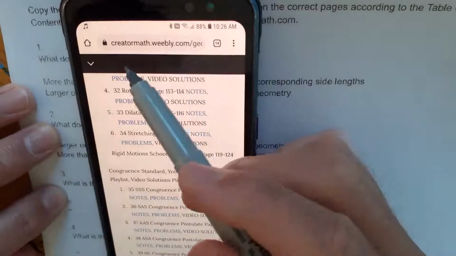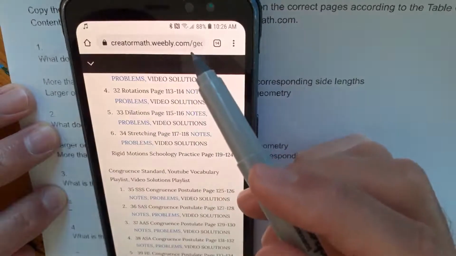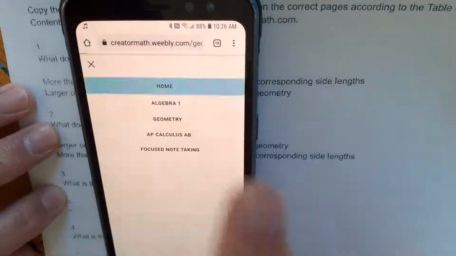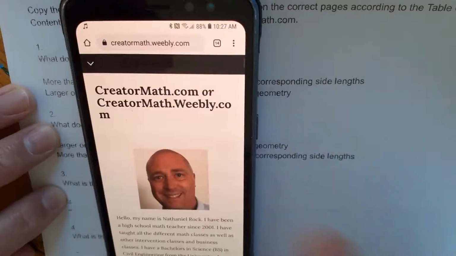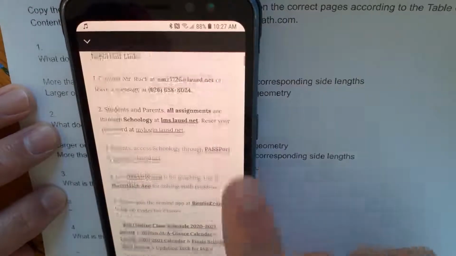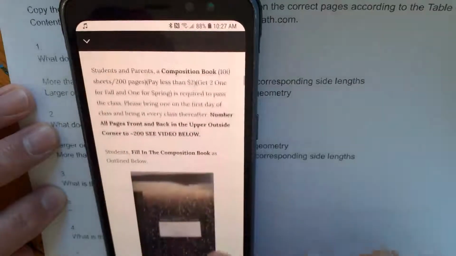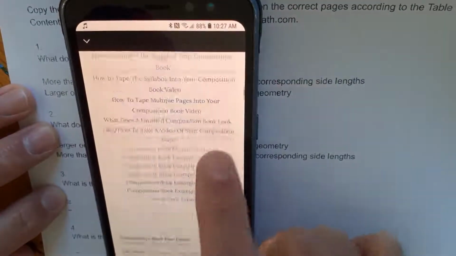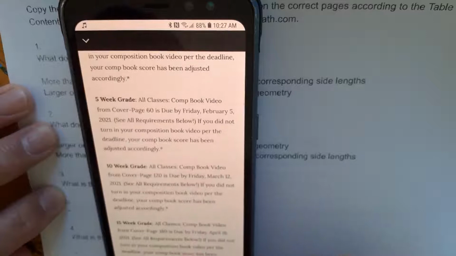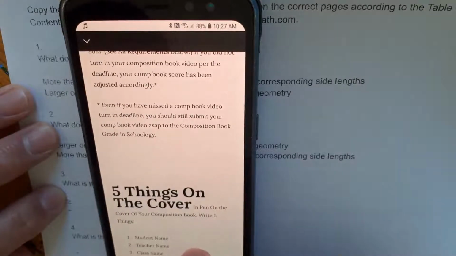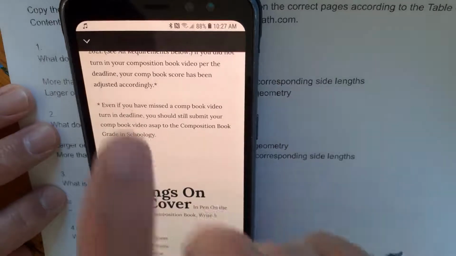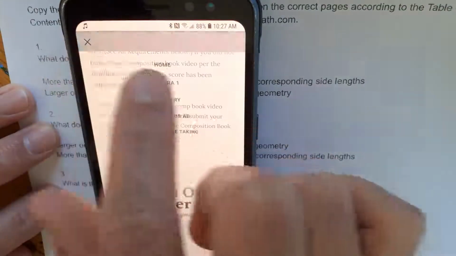Okay, here's the actual website, creatormath.weebly.com. Here's what the home page looks like. If you have any questions about how to fill out your comp book, go down to the words composition book and the picture of the comp book, and follow all of the video links, all of the instructions, and all of the due dates, and make sure you've got your composition book filled out correctly.